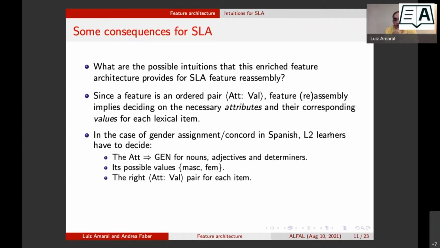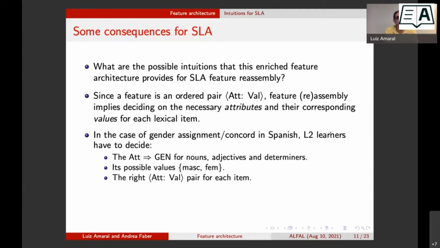So in the case of gender assignment or concord in Spanish, L2 learners have to decide that there is such an attribute called gender for nouns, adjectives, and determiners, which is not true for English, for example, and we're going to see that one of our experimental groups is English speakers. And it has in Spanish two possible values, masculine and feminine. For German, obviously, you'd have to add a third value, neuter, and so on and so forth, right? And then they have to decide for each individual lexical item the attribute value pair.